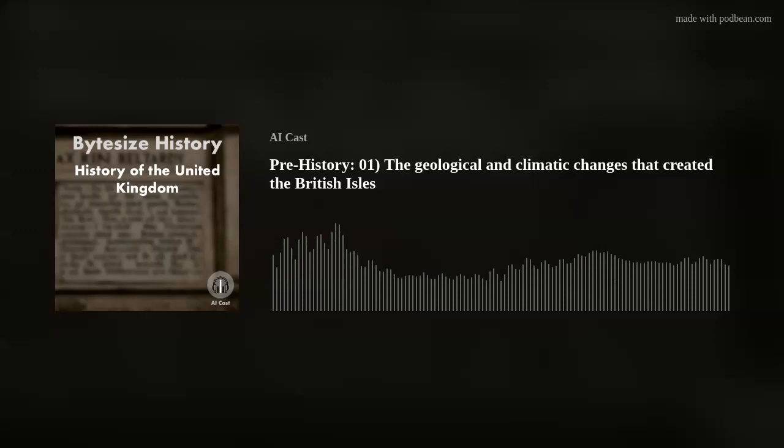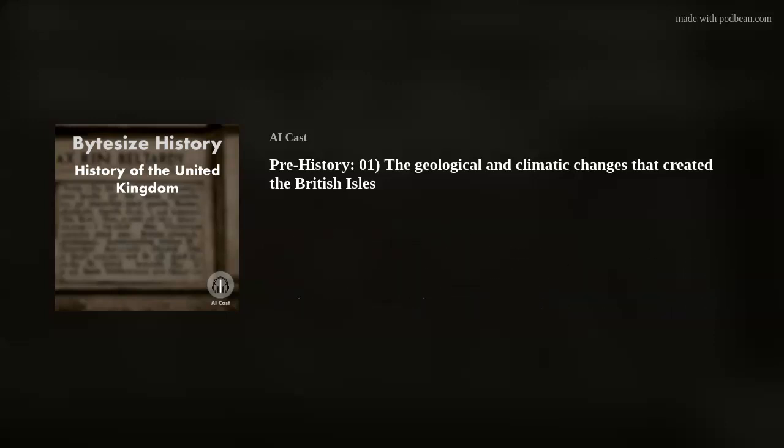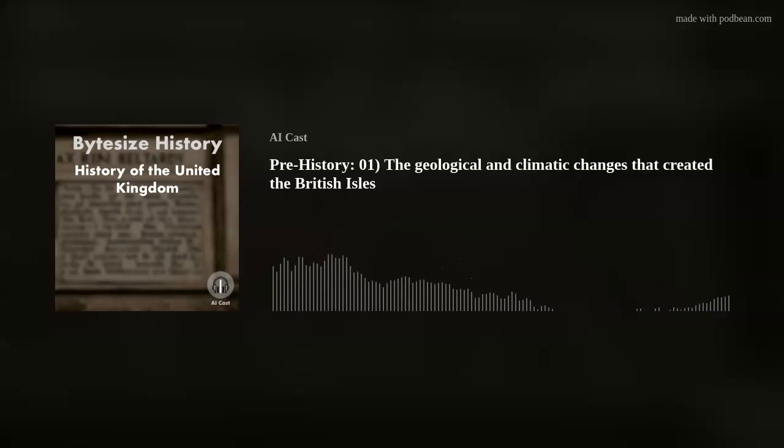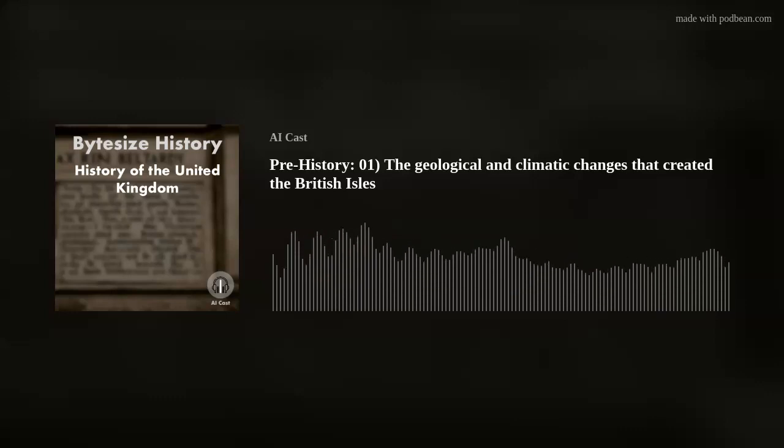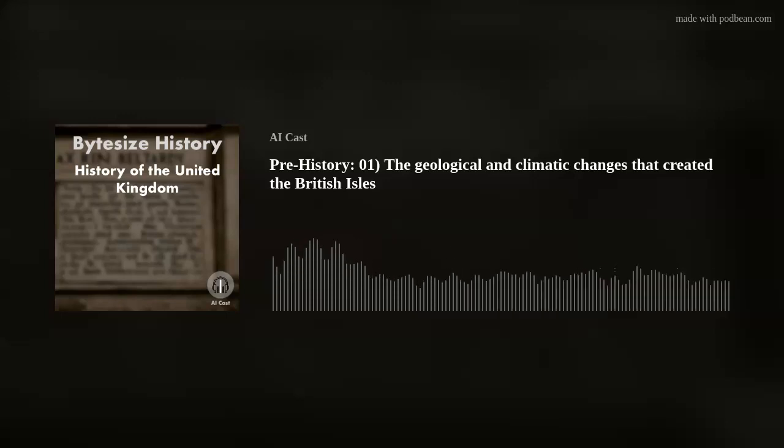The Carboniferous period, which began around 359 million years ago and ended about 299 million years ago, was a time of great change in the British Isles. The climate was humid and tropical, and the land was covered in dense forests of ferns and giant trees. These forests eventually became coal, which played a significant role in the Industrial Revolution centuries later. The coal fields of England and Scotland were some of the most productive in the world during the 19th century.